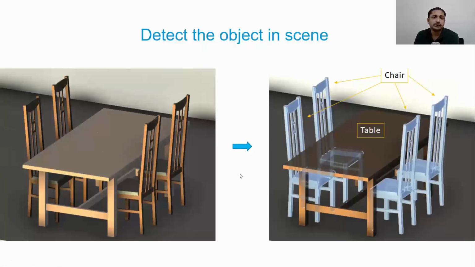So the use case is like this. You have a 3D model. Let's say, for example, this model is of a room which contains a table and 4 chairs. So our objective is to take this 3D model file and detect that this model contains 4 chairs and a table. So that's the problem statement, and let's see how AI can be applied to do so.